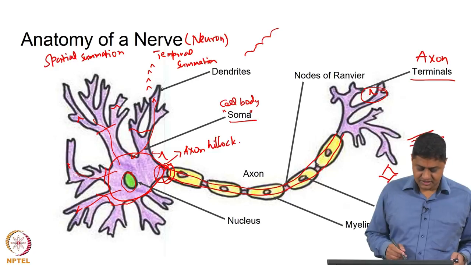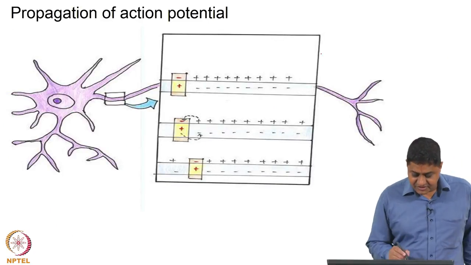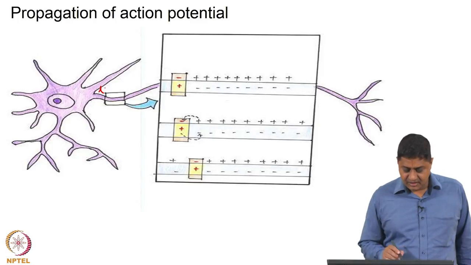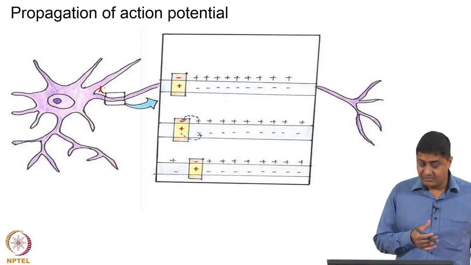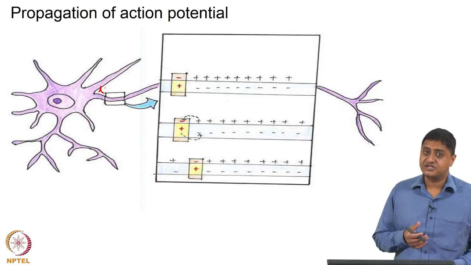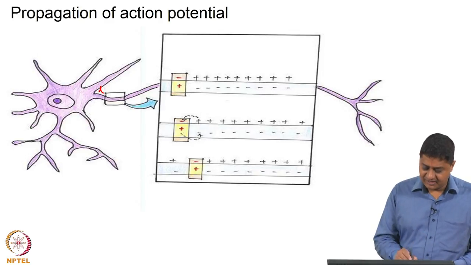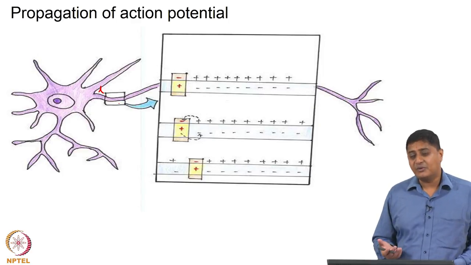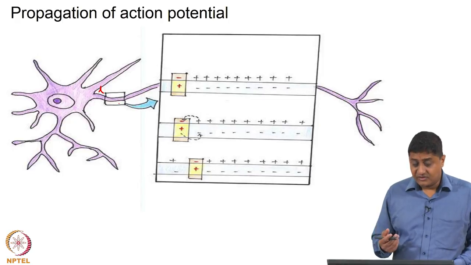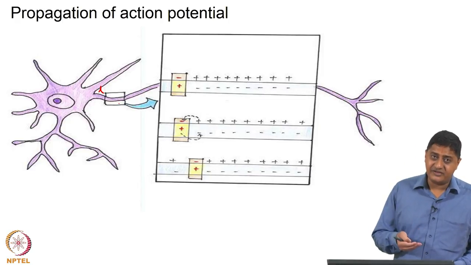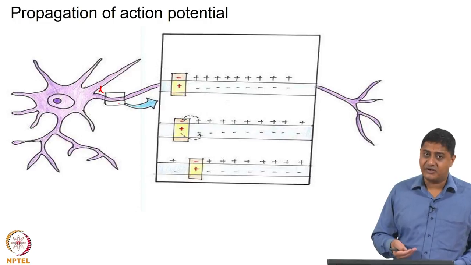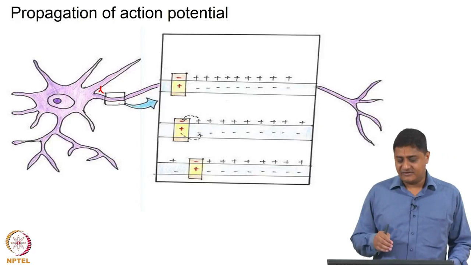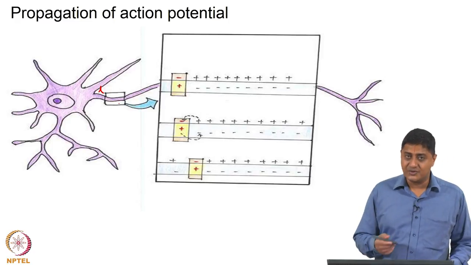Now, let us take a deeper look. Let us assume that an action potential is generated at that point. Before the action potential arrived, this part of the axon was at resting membrane potential. And what is the resting membrane potential? It is about minus 65 millivolts, say for example. In other words, the inside of the axon is negative when compared with the outside. That is the usual case.